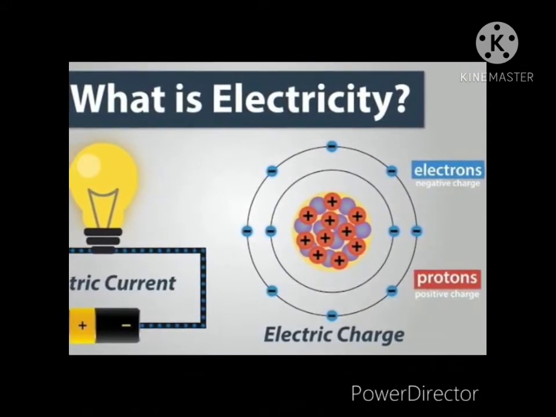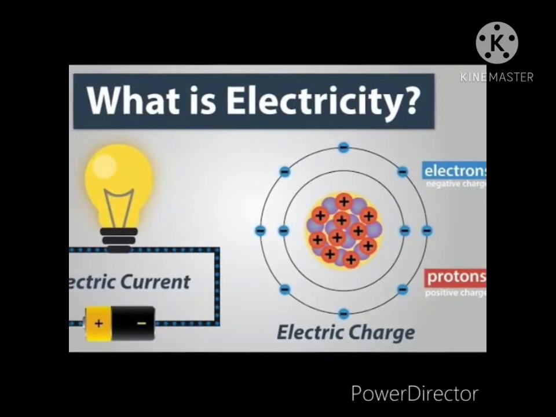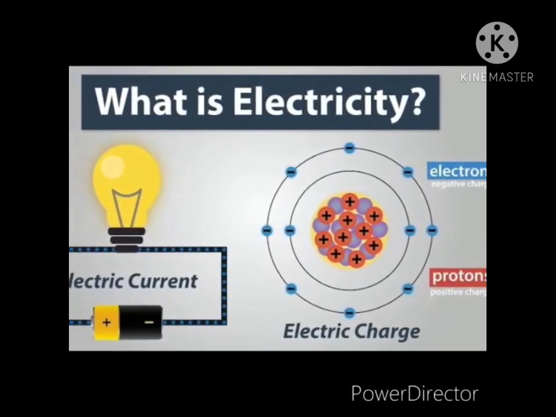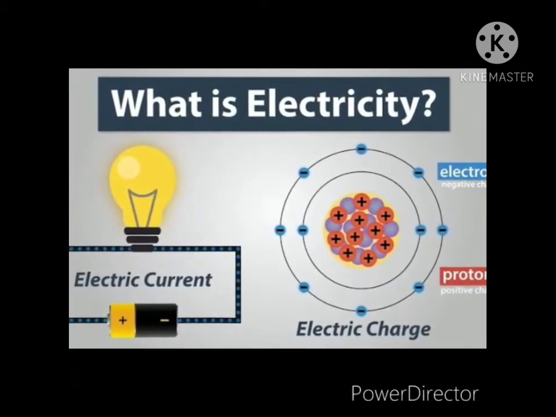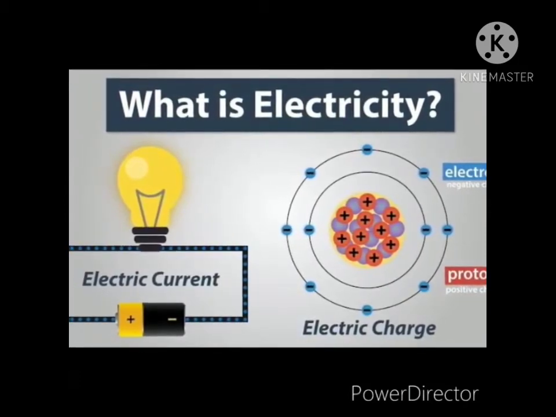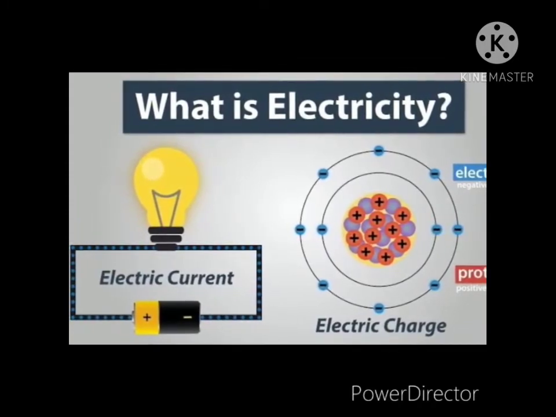Electricity. What is electricity? Electricity is used by everyone and everywhere. It reduces human effort and time. It is produced by power plants. Where does this electricity come from and what is its source?